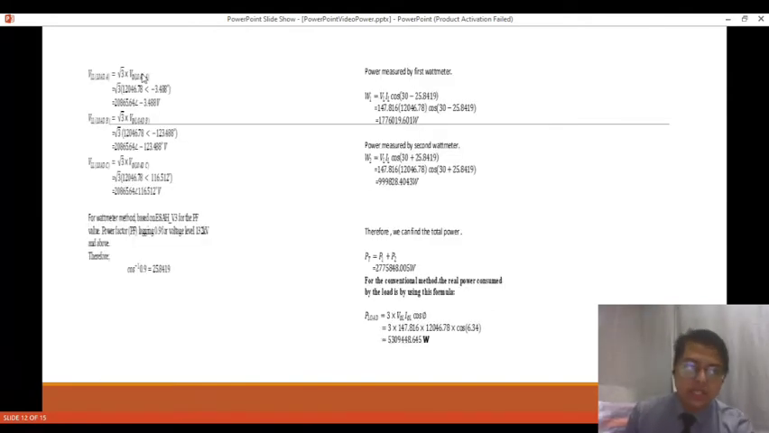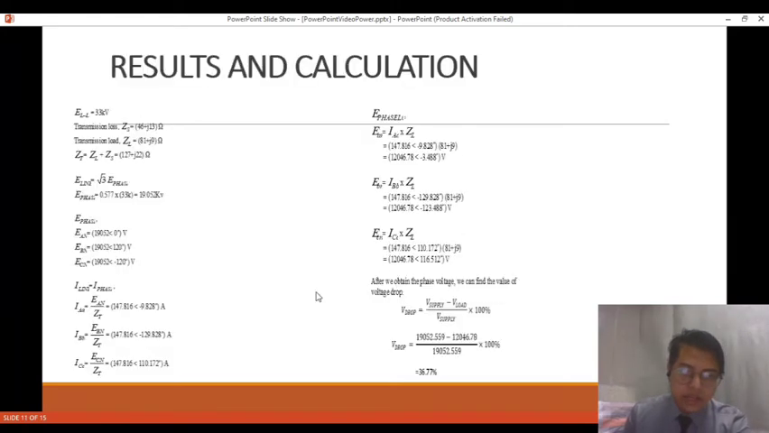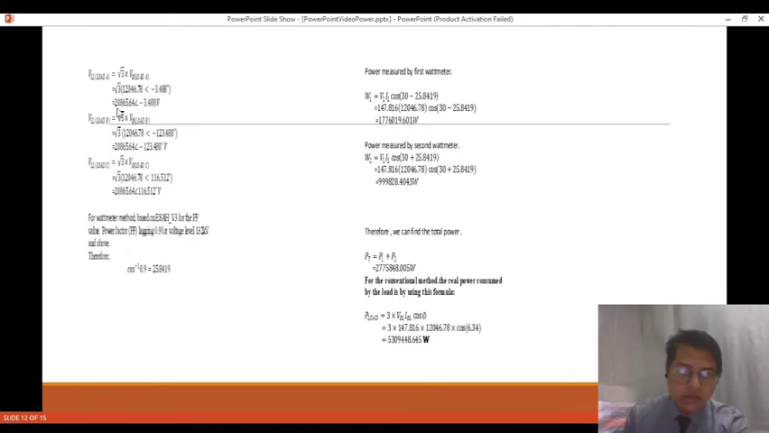This is the second calculation, continuing the previous calculation. After I get this V drop, I can calculate this V load from load A, load B, and load C.